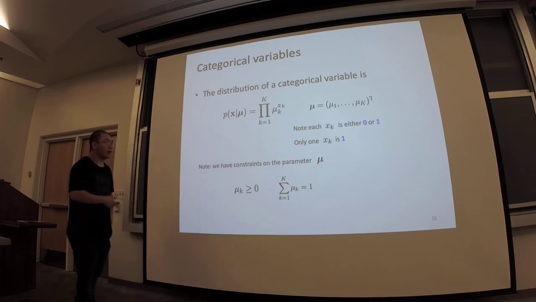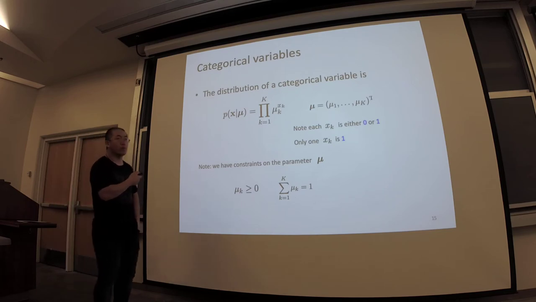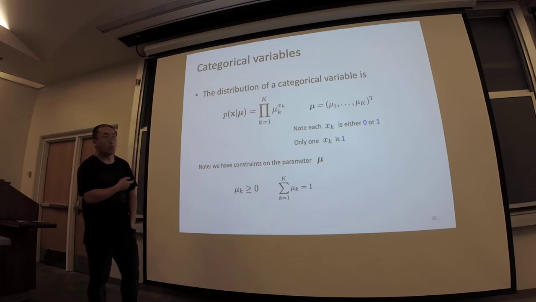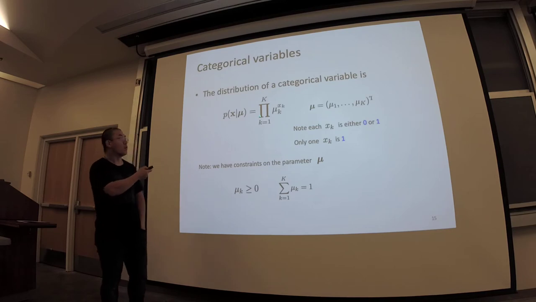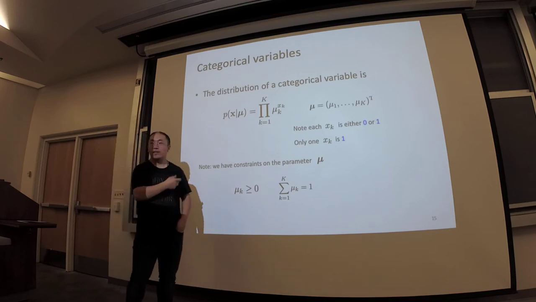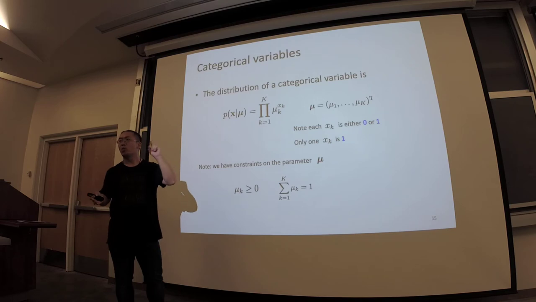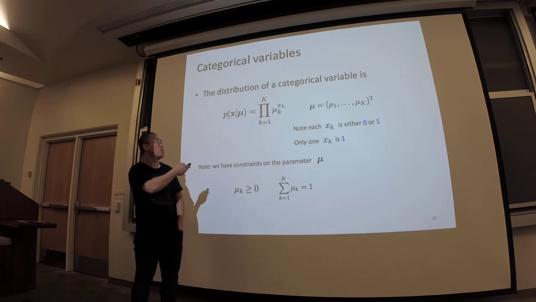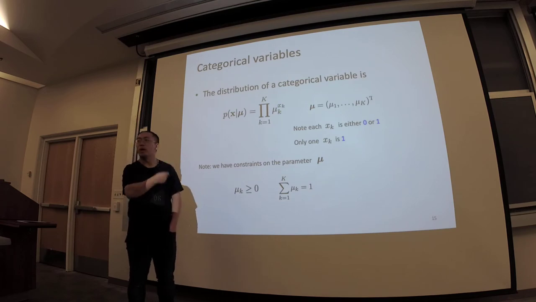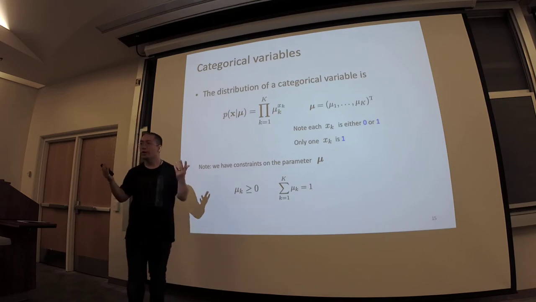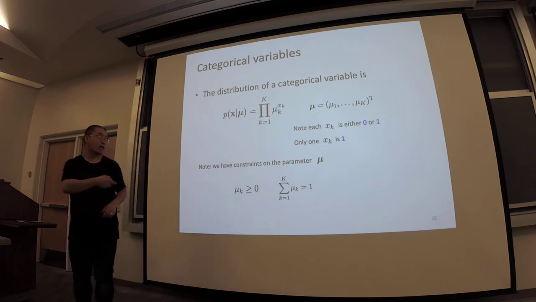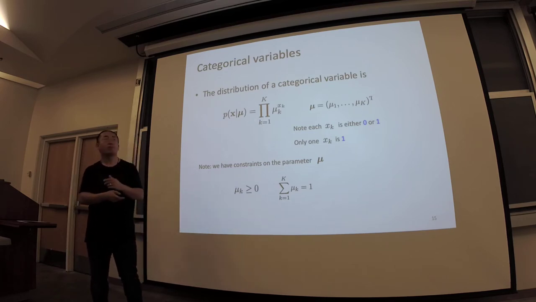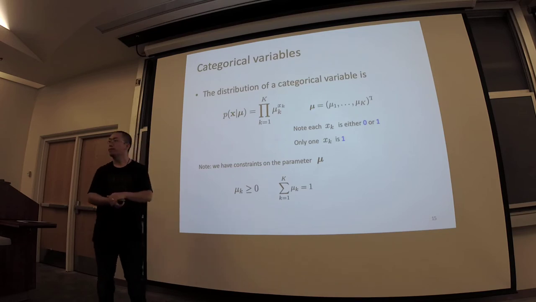With this constraint, we can write down the probability density of the categorical variable as a product from 1 to k of mu k to the power x k. Remember, x is a one-hot vector, right? Only one element is 1. For the remaining elements, mu k to the power 0 is just 1. So whatever category it takes, its value will be the corresponding chance value in the mu vector.